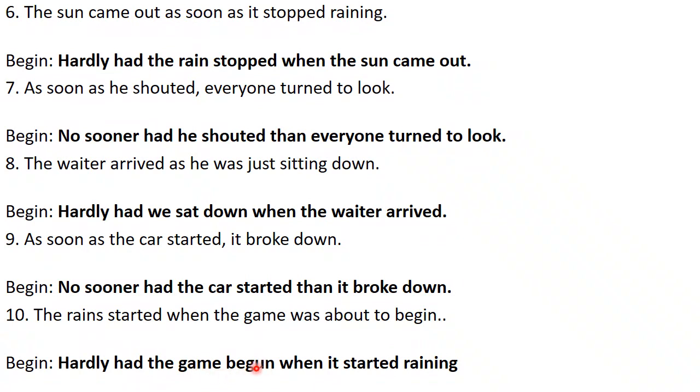Begun, it has u here. Okay? The begun has u here. The past tense has a. The past participle has u. Okay? Hardly had the game begun. Then because we're using hardly, we have to use when. Okay? When it started raining. So that's how to deal with as soon as, no sooner had, hardly had.